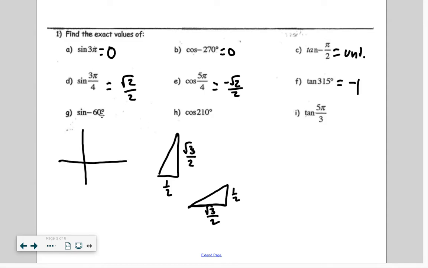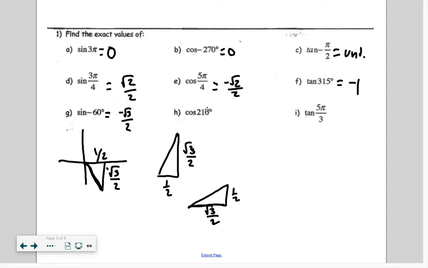So sine is the vertical portion. It's shooting down because 60 degrees is bigger than 30. So this portion is root 3 over 2. It's negative, and this is 1/2. So it would be 1/2 comma negative root 3 over 2. Sine is the y value, so negative root 3 over 2.